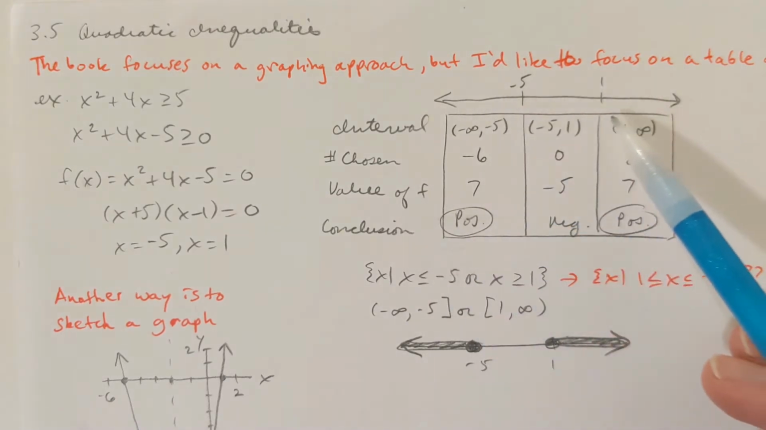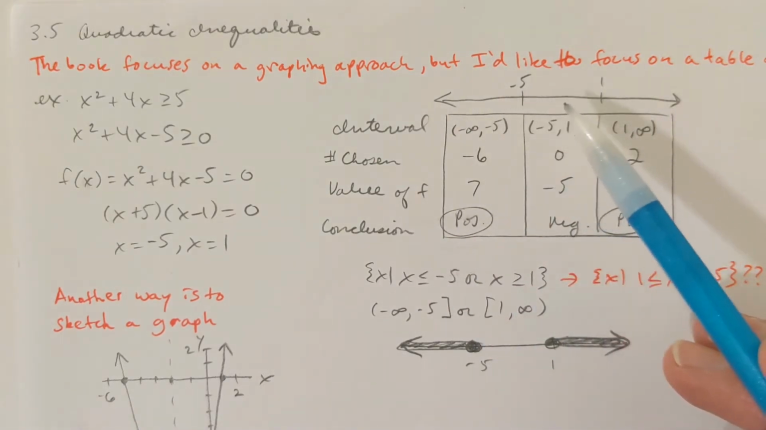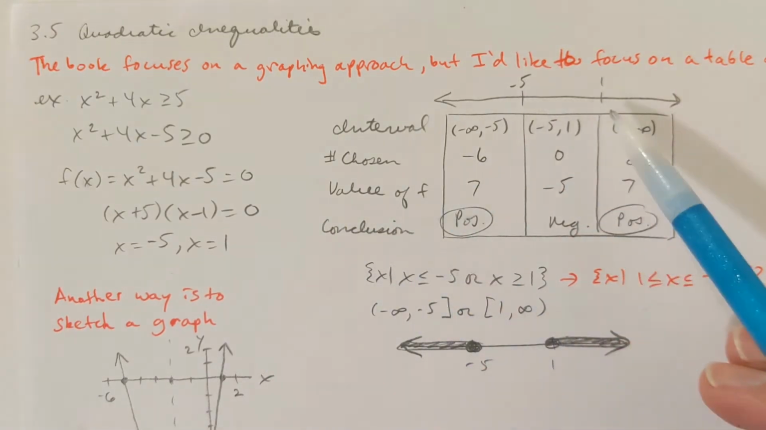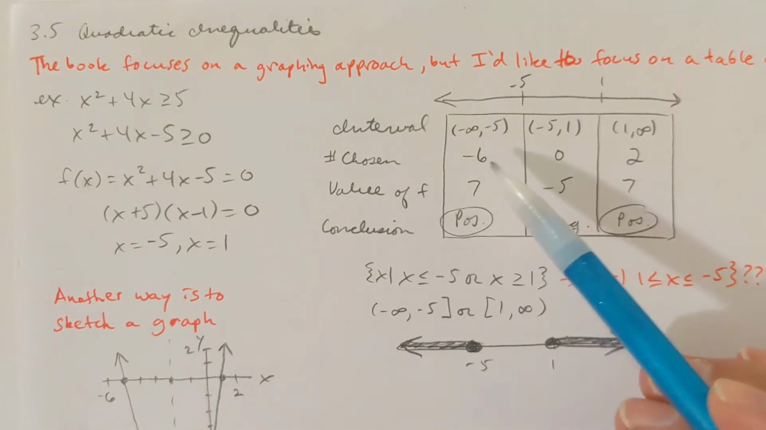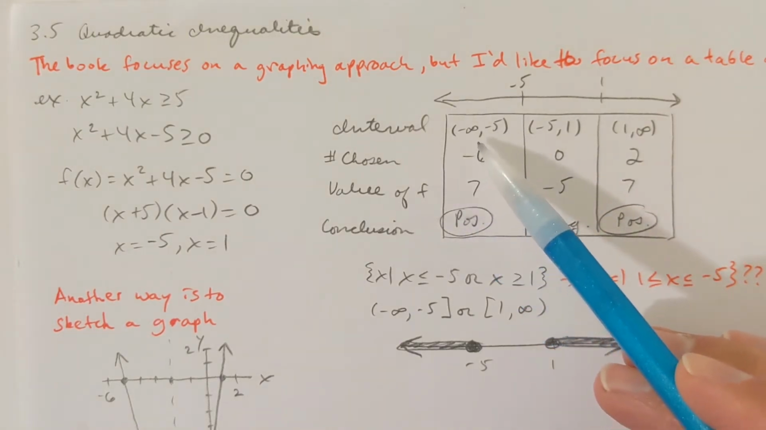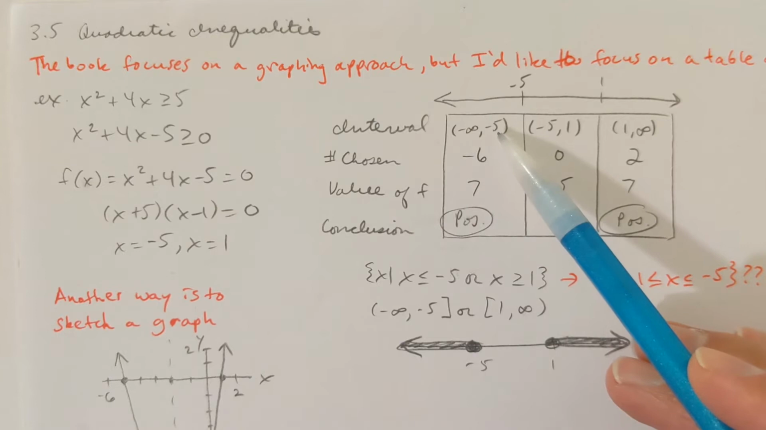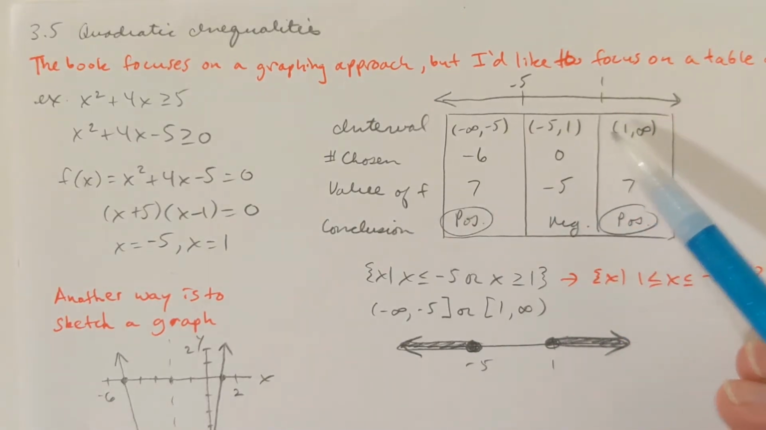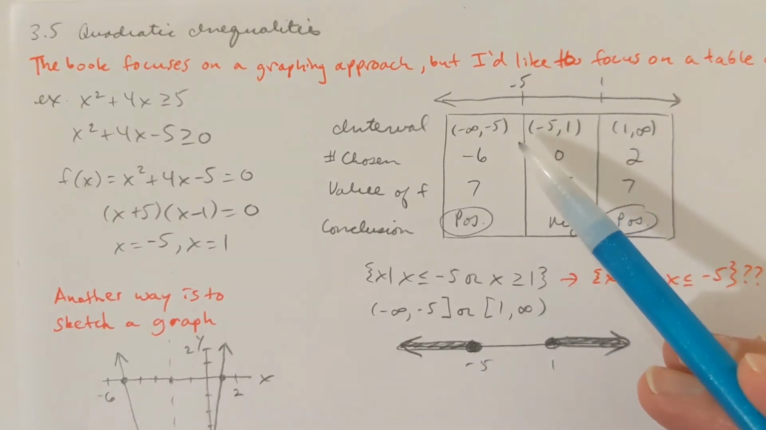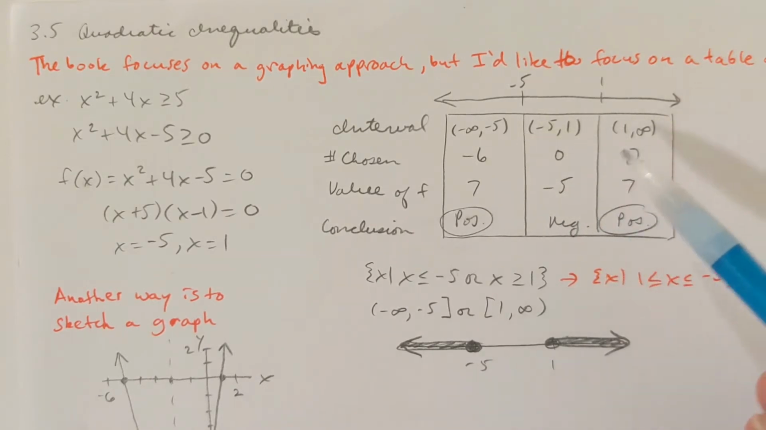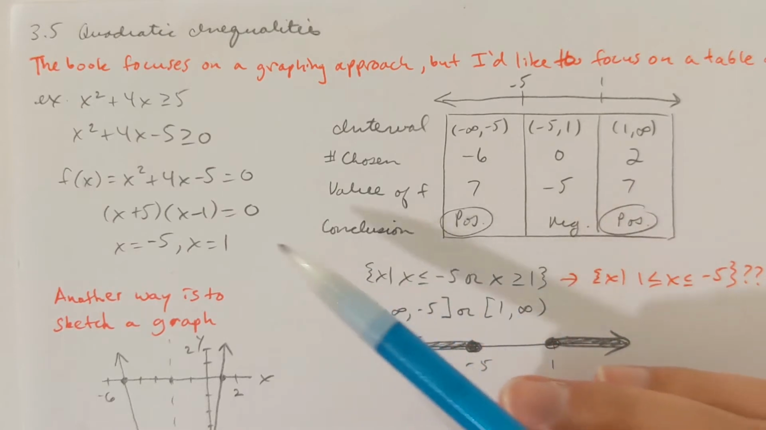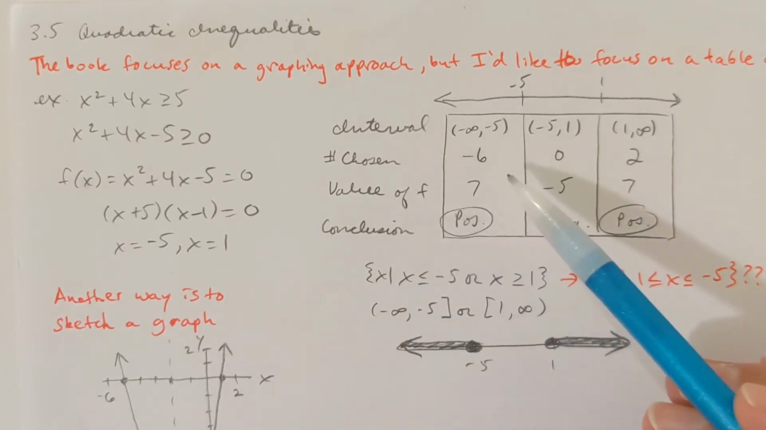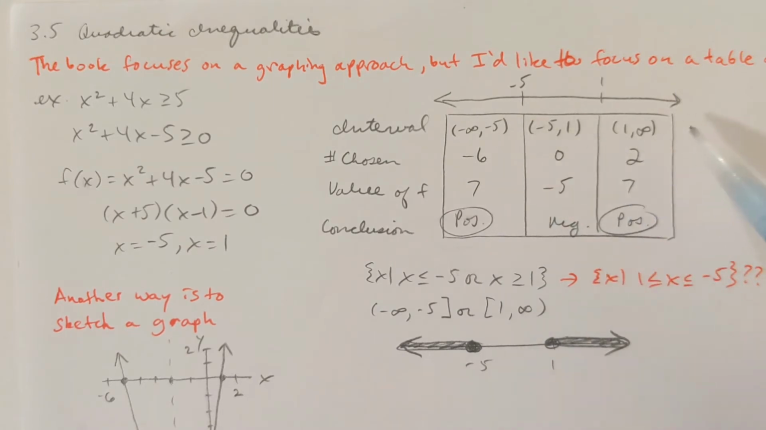And above the table, I'll draw the number line and mark out the two critical numbers, which in order are negative 5 and 1. The intervals are negative infinity to negative 5, negative 5 to 1, and then 1 to infinity. I need open intervals everywhere. The reason why I don't want any closed intervals, let me comment on that a bit later. I'm going to choose any number I want in each interval.